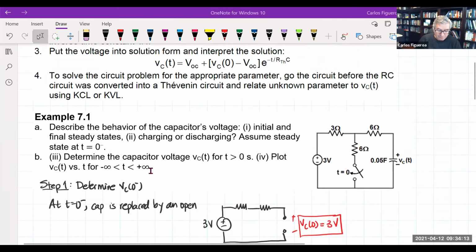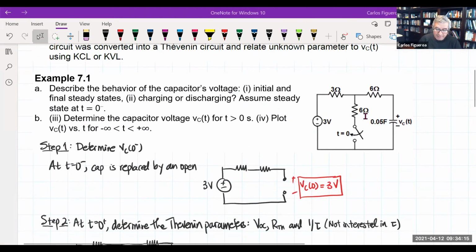So here we go. Here's my circuit, and I'm going to go through the Thevenin steps. My first step says I'm going to determine VC at 0 minus. What does that mean? That means the 6 ohm resistor is not included, and I have 2 resistors in series with the cap. I replace the cap with an open, and I can see that there's no current in the circuit. So the 3 and the 6 are dead. So clearly VC of 0 minus is 3 volts.